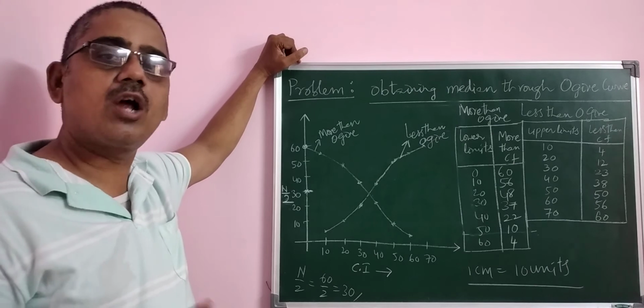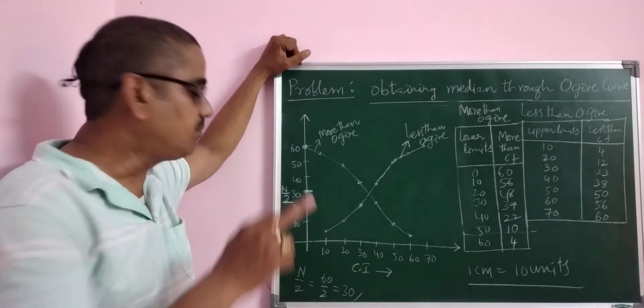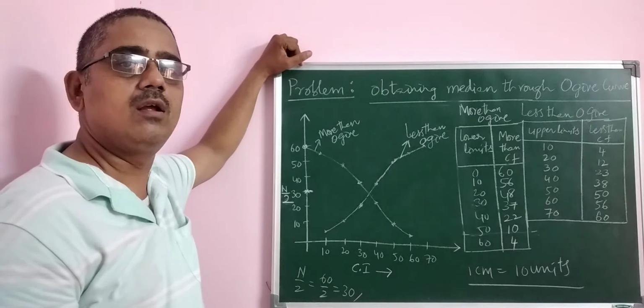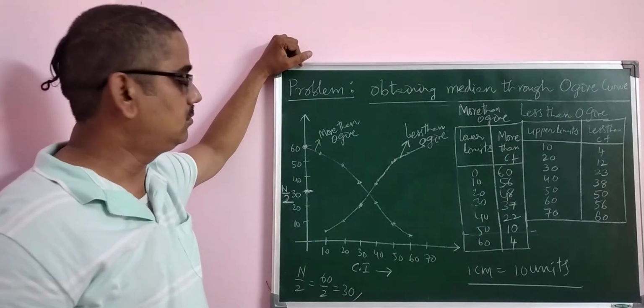Thereafter, draw a straight line. From this point, draw a line which meets the ogive curve.